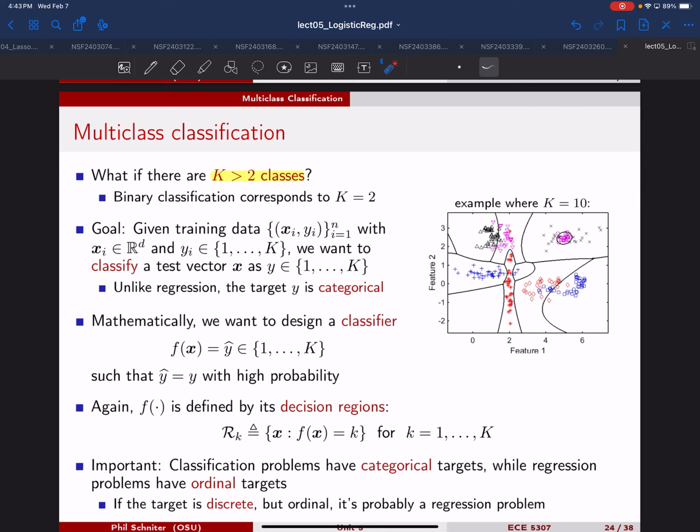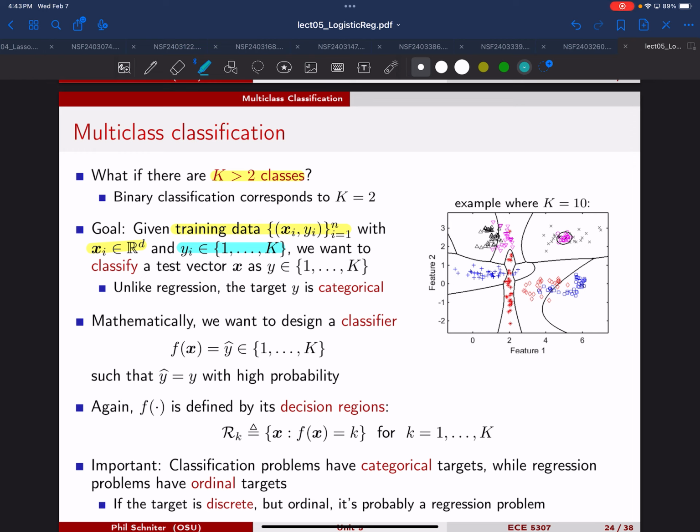Okay, so to set up the problem in terms of the math, we have this training data, x, y pairs. As before, the features are d-dimensional real numbers, but what's different now is that the labels are integers from 1 through k.